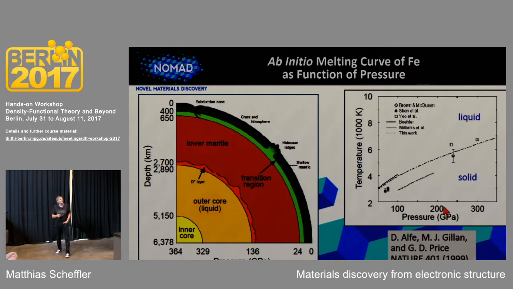Now you can, to some extent, also measure it. You can measure some of these curves with a diamond anvil cell. You can also measure it; there are also 2 points here.